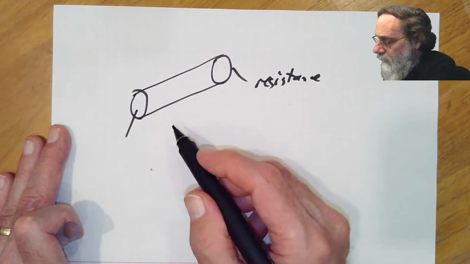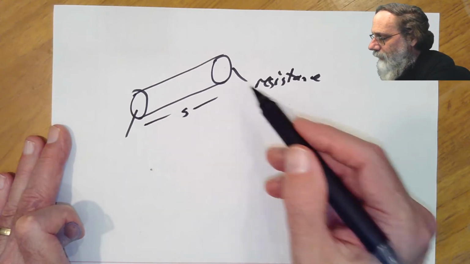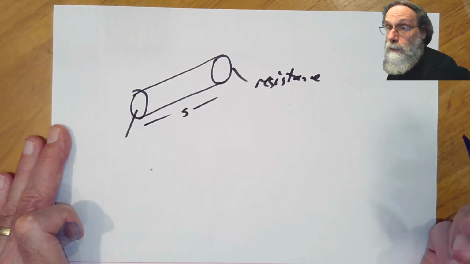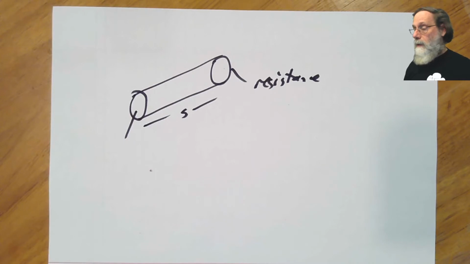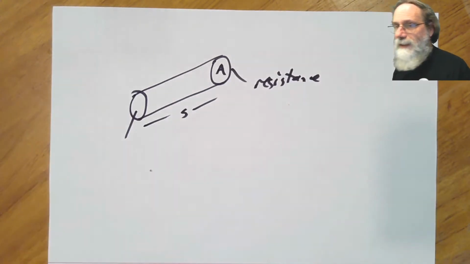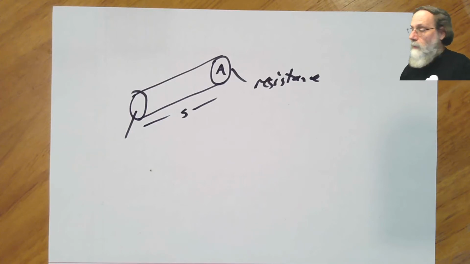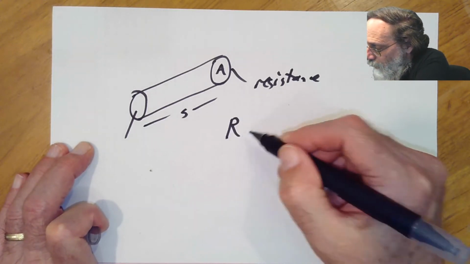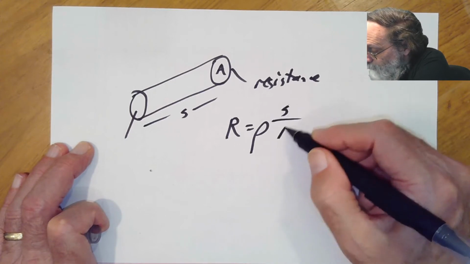But if we make the cylinder longer, so let's call S the separation between the two electrodes, if we make that longer, the resistance will go up proportional to the length, because think of it as being more resistors in series. And similarly, if we look at the area on the end here, if we put two of these in parallel, we would have a lower resistance. As we put more and more in parallel, as we increase that area, we would decrease the resistance. So the resistance is going to be some constant times the length divided by the area.